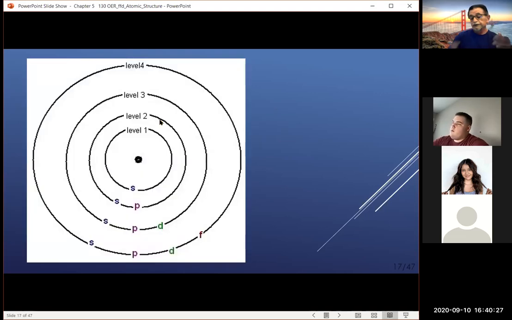All right. So this diagram kind of breaks it down for you. We got level 1 through 4, or period 1 through 4. The first energy level only has the S orbitals. The second has the S and the P. The third has S, P, and D, and so forth. S, P, D, and F for the fourth. Okay. All right.